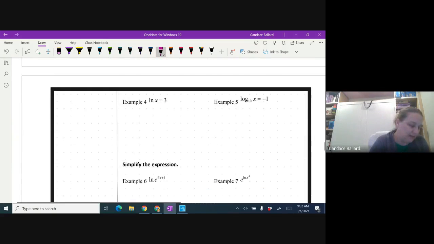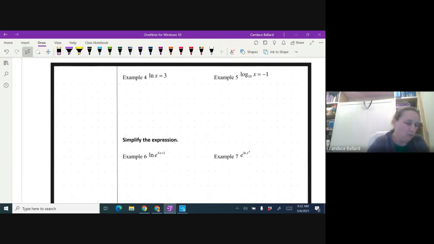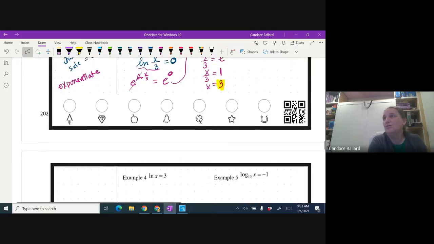All right, let's take a look at example 4, okay? So on example 4, I have one log on one side, it's already condensed. So there's two things I could do. I could do the log loop if I have a common log, or I could exponentiate it if I have a natural log. So which one am I going to do? Am I going to do the log loop, or am I going to exponentiate? Tell me, what do you think in the chat?